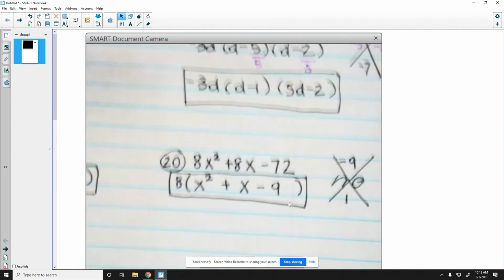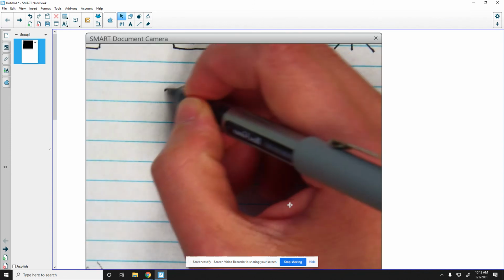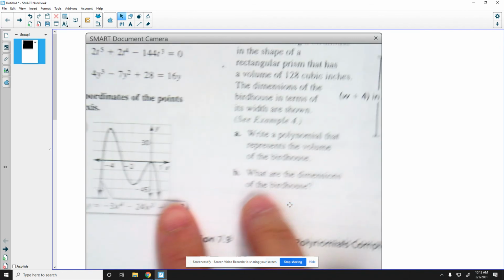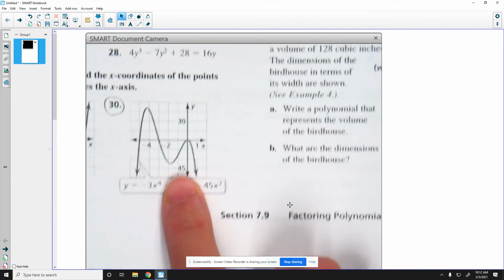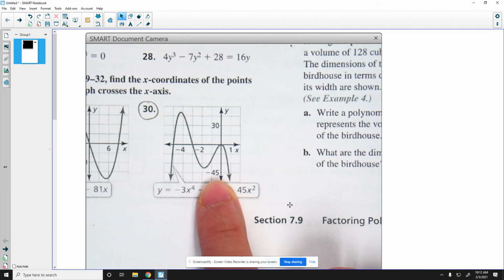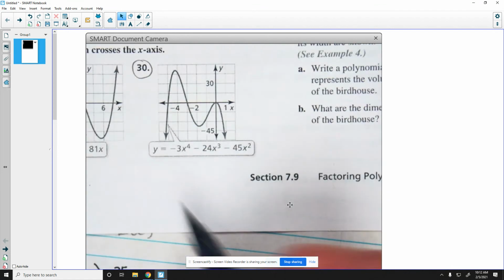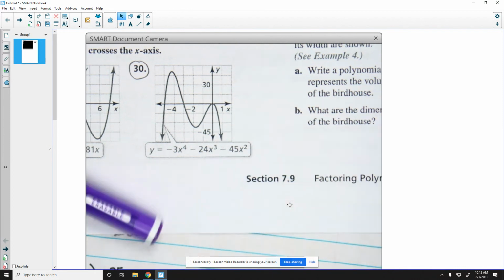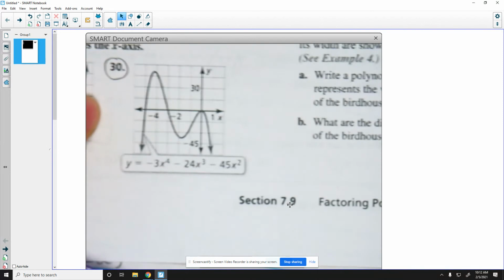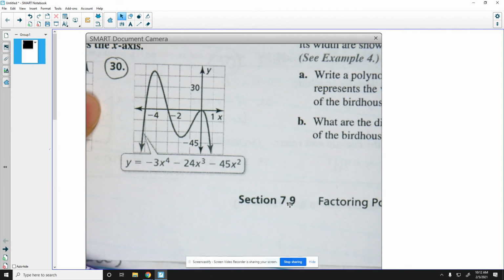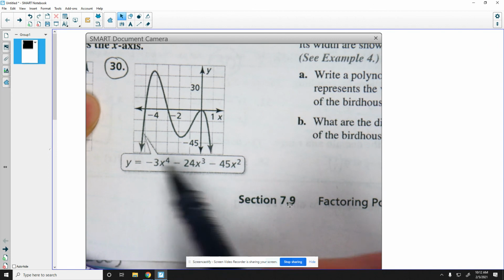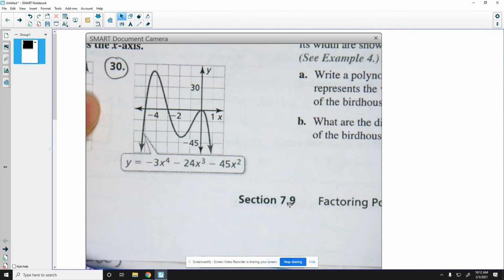Okay, next one I want to do with you is number 30. For number 30, it says find the x coordinates of the points where the graph hits the axis. Basically, what are my solutions? That's a really long, complicated problem. I really don't want to solve it. So why don't you look at the graph and see if there's a way that you can get the answers without having to do all that work. And you can. It should take you maybe 5 seconds to get the answers.